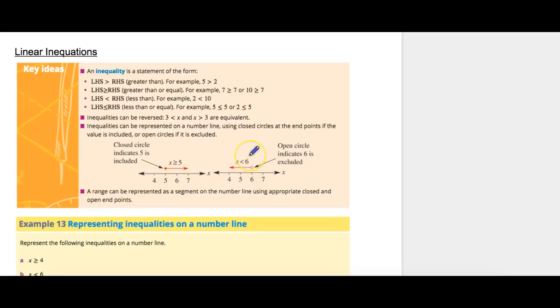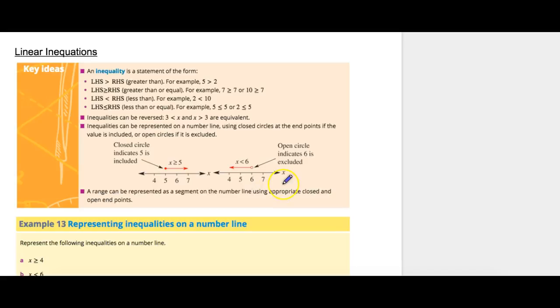This other one here is x is less than 6. So because it's less than but not equal to, so there's no line underneath, we use an open circle. So all this information here is important to put into your bound reference, because some students get confused between whether it's a closed or an open circle. So this diagram here gives a perfect example of what it should be.